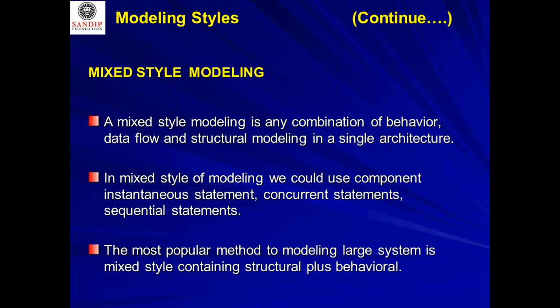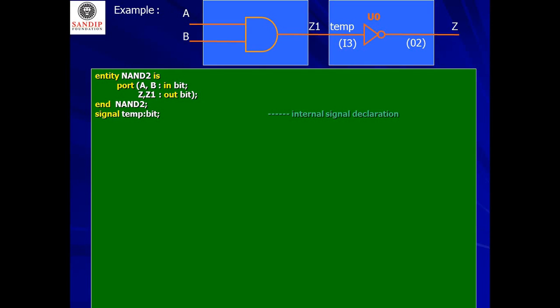Last modeling style is a mixed modeling style. Mixed style of modeling is combination of behavioral, data flow and structural in a single architecture. It uses any of the above two modeling styles. In mixed style modeling, we could use component instantiation statement, concurrent statement, sequential statement. It is the most popular method to model the large system, namely structural and behavioral modeling style. Let's see the same example.